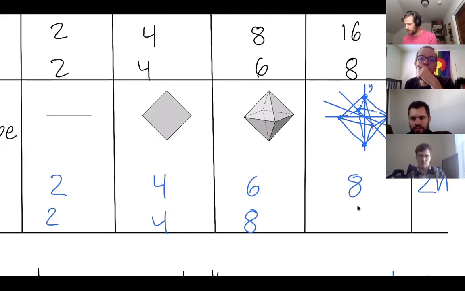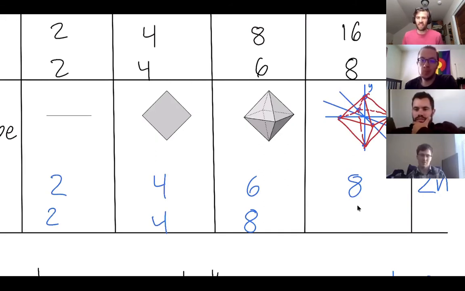Okay. I should have done that in a different color. Let me try again. Okay. So I start just with the 3D picture. It's pretty good.